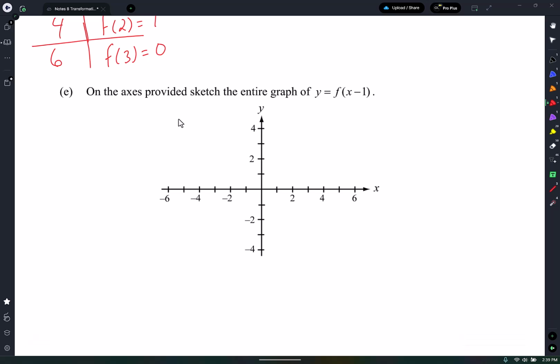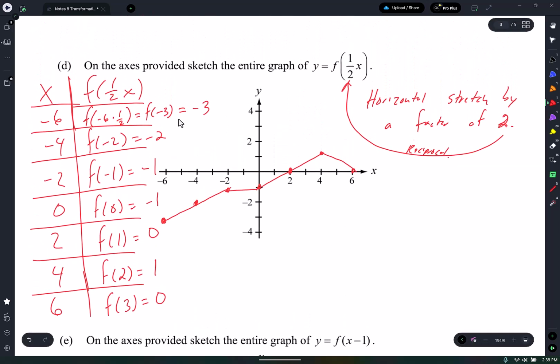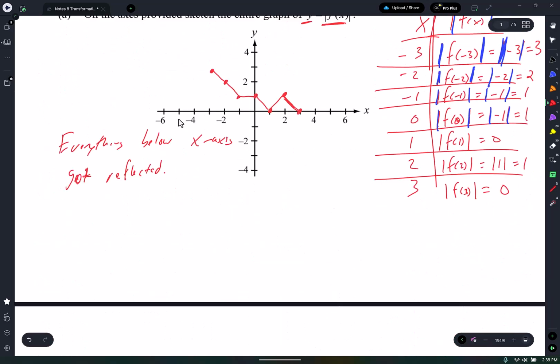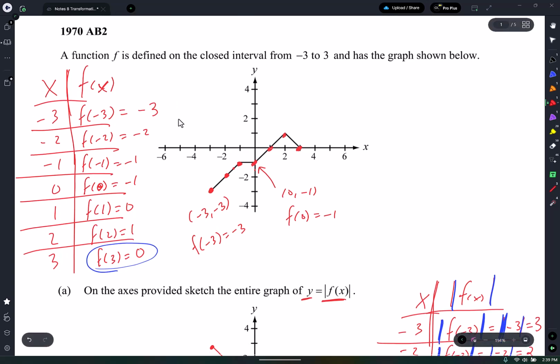Wait, did we only use -6 and -4, -2, because that's what the graph is? I mean, I could have used negative 3, but then I would have multiplied it by half and gone to 1.5, and then I would have to look at negative 1.5. I guess I could have, but I just used those because those are the values that I have here.